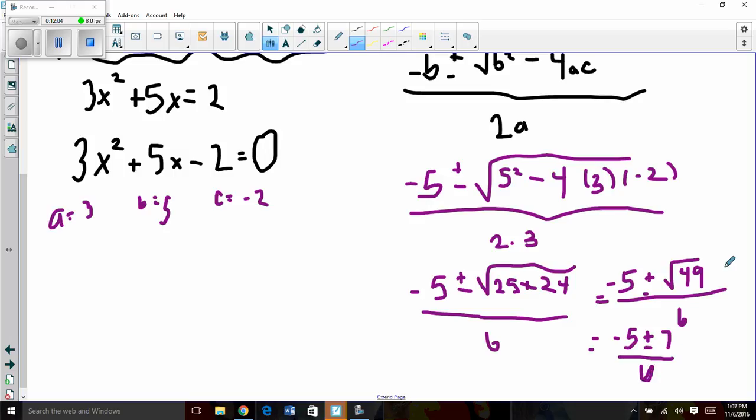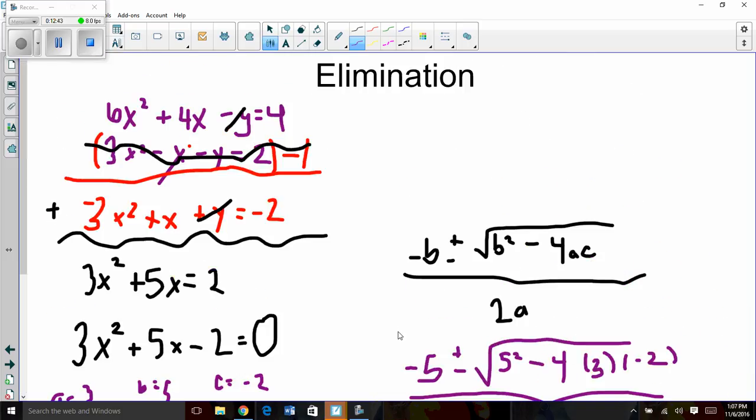So if we do each term here, negative 5 plus 7 is 2 over 6, which is 1/3. So that's one option. And then negative 5 minus 7 is going to be negative 12 divided by 6, which equals negative 2. So our answers are going to be 1/3 and negative 2 for x. We just solved for x. So here it is. We got our x's, 1/3 and negative 2, and now we just need to go back up here and plug it in for x to find y.